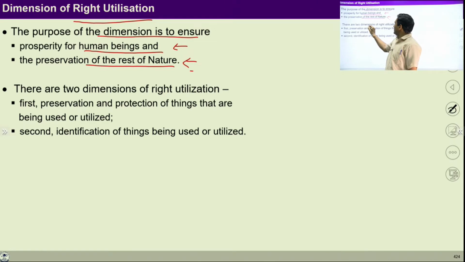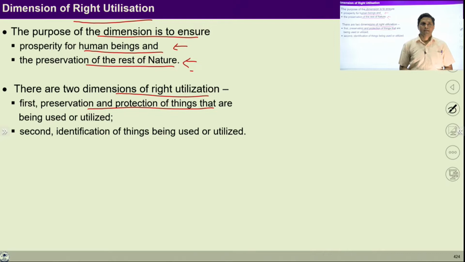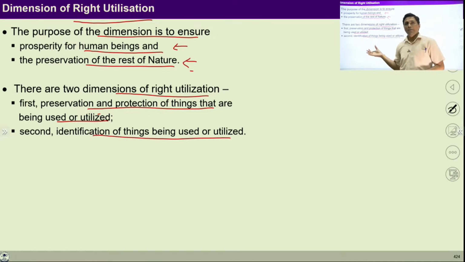There are two dimensions of right utilization. First, preservation and protection of things that are being used or utilized. Whatever things we are using, they have to be preserved. If we ensure both preservation and protection, they will be available for the rest of the people in society. And secondly, identification of things being used or utilized. So these two things are required.